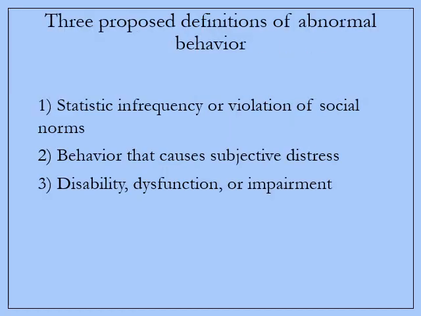So there have been 3 proposed definitions of abnormal behavior. Actually, there have been many more proposed definitions, but they lump into 3 groups, and these 3 groups are the most common definitions. The first is statistical infrequency or violation of social norms. The second is behavior that causes subjective distress, so distress on the part of the person enacting the behavior. And the third is behavior that causes disability, dysfunction, or impairment in the individual.